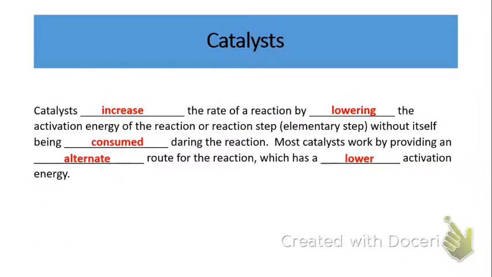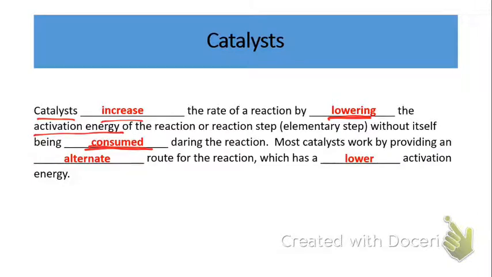All right, the last one we're going to look at is catalysts. This is a biggie, very important to understand how a catalyst affects the rate of a chemical reaction. So let's look at these ideas. Catalysts increase the rate of a reaction by lowering the activation energy of the reaction or reaction steps without itself, and this is important, without itself being consumed during the reaction.